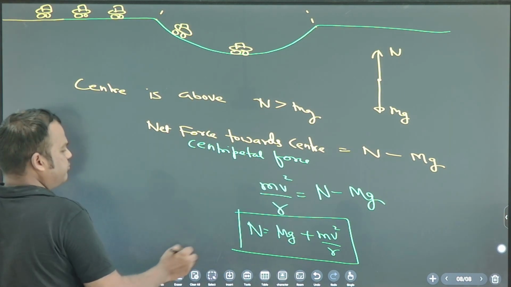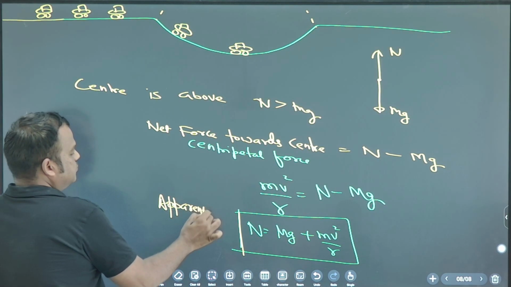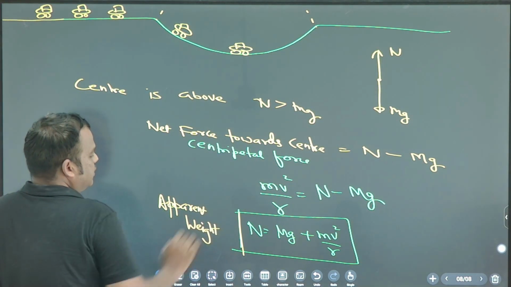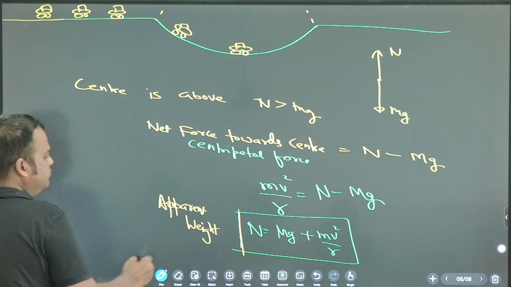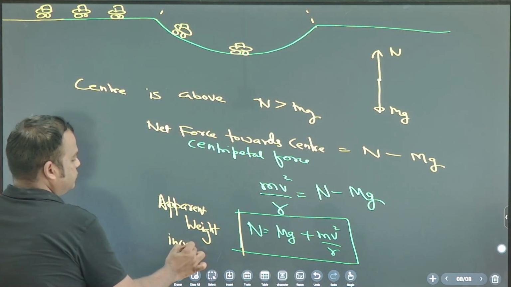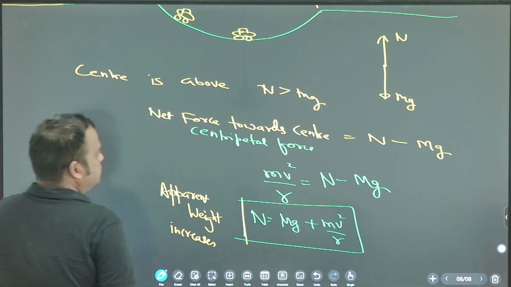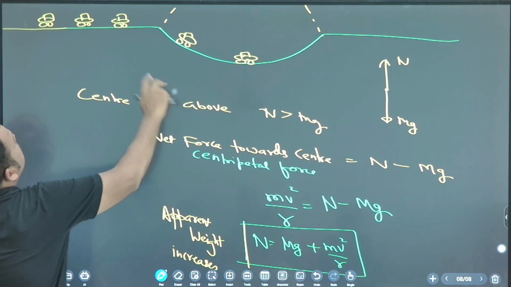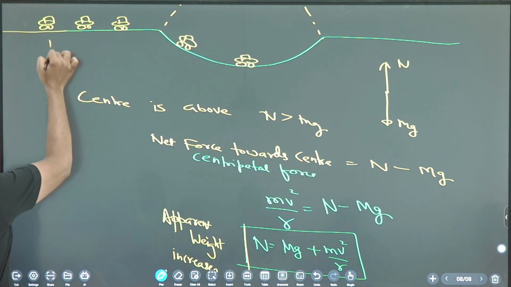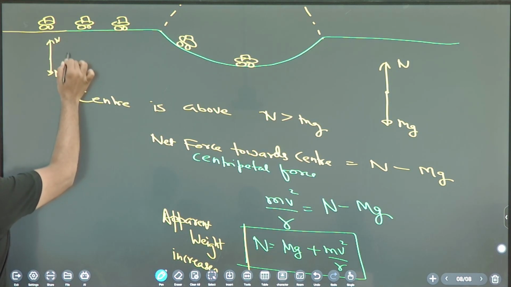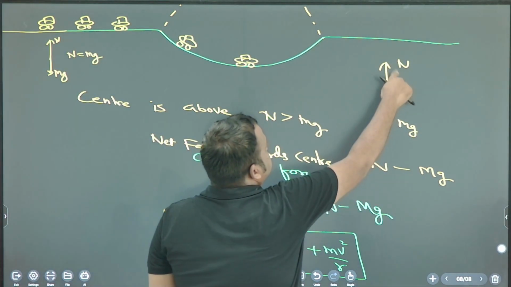Normal force means apparent weight. This is known as apparent weight. Normal value is apparent weight, remember. Actual weight is mg. Apparent weight increases, normal increases. When the car is going along a straight road, no depression or speed bump, so normal and mg are equal, but here normal is greater.